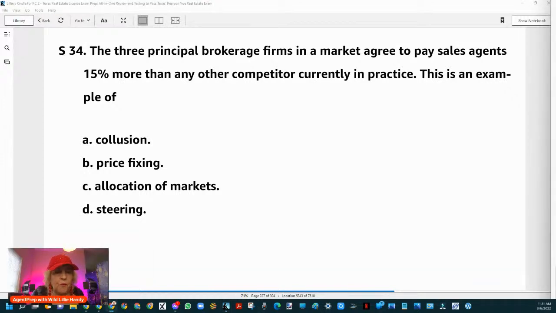Okay, number 34. The three principal brokerage firms in a market agree to pay sales agents 15% more than any other competitor currently in practice. This is an example of what? A, collusion. B, price fixing. C, allocation of markets. D, steering. No, it is not price fixing.